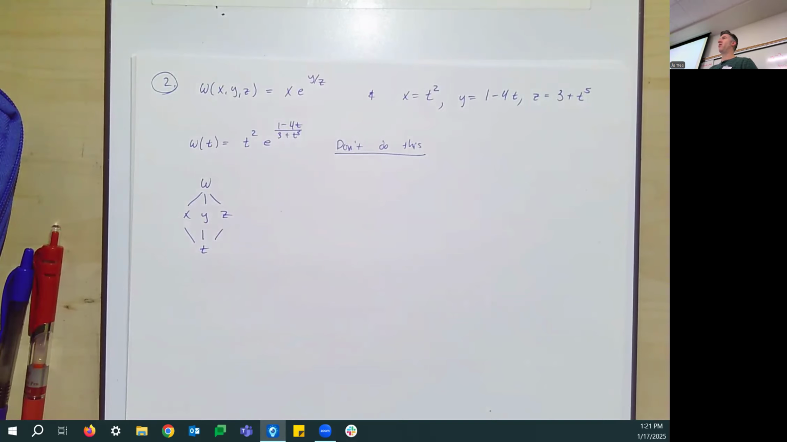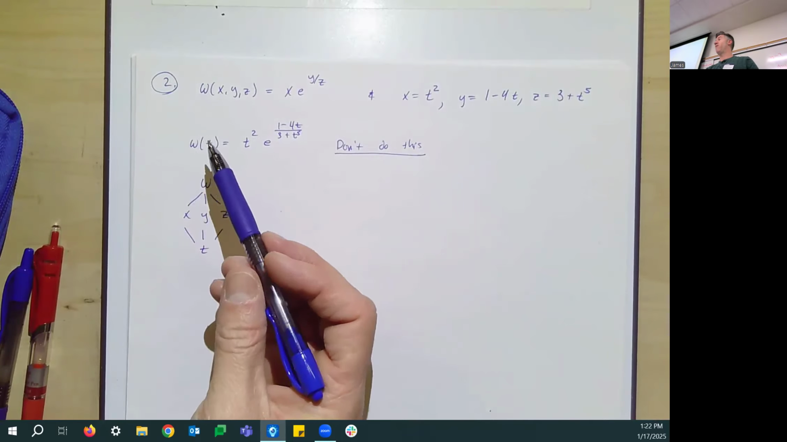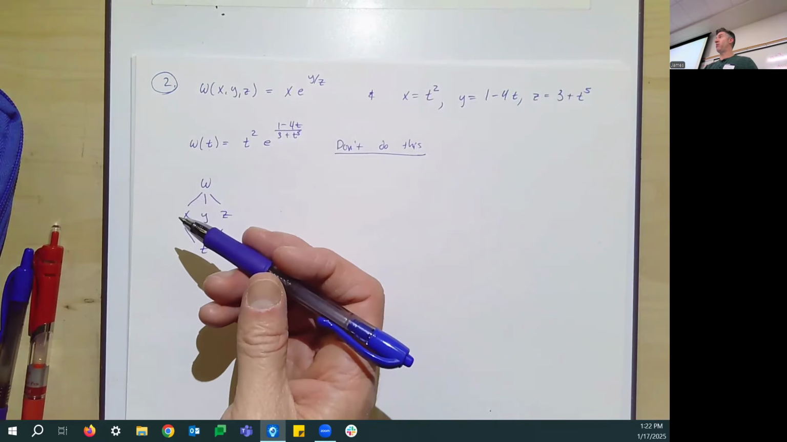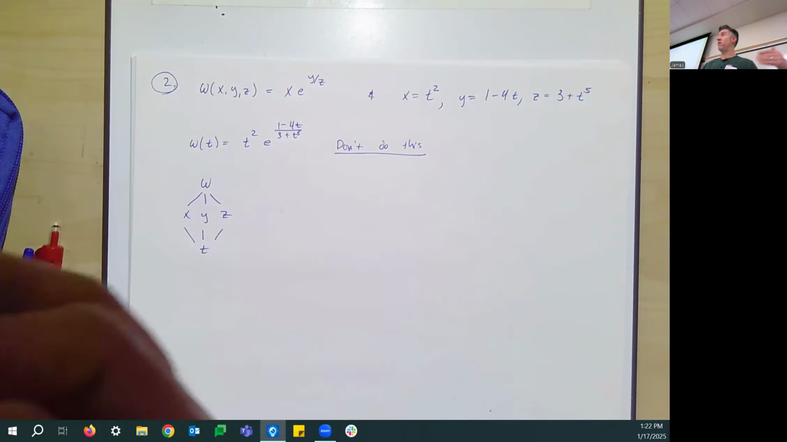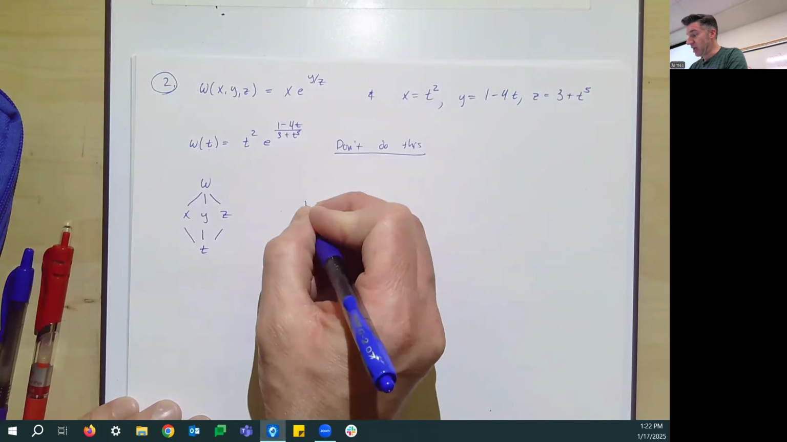At the very base level, does W depend on one variable or multiple variables? At the basic lowest level, can I write W as a function of just one variable or multiple variables? Just one, right? I can write W as just a function of T, which means we're not finding a partial derivative, we're finding the actual derivative of how W changes as T changes, because there isn't any other variable involved at the end of the day. So we're going to find dW dt.